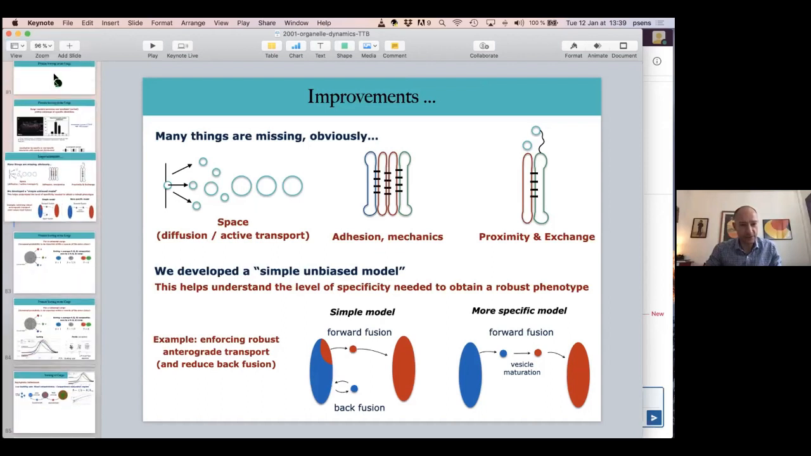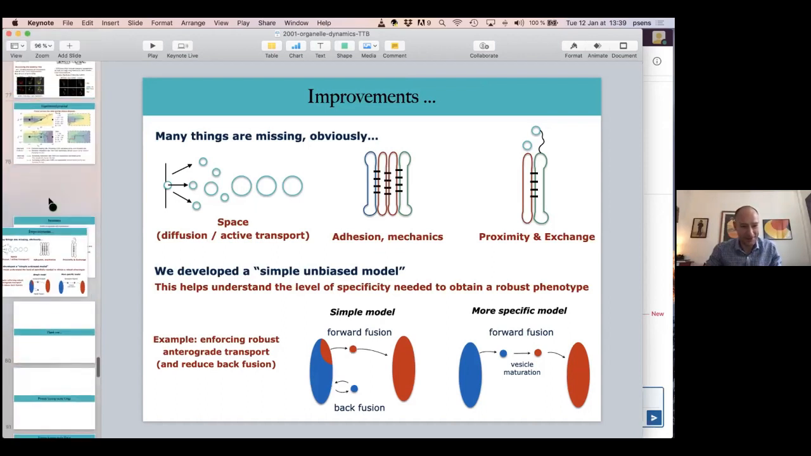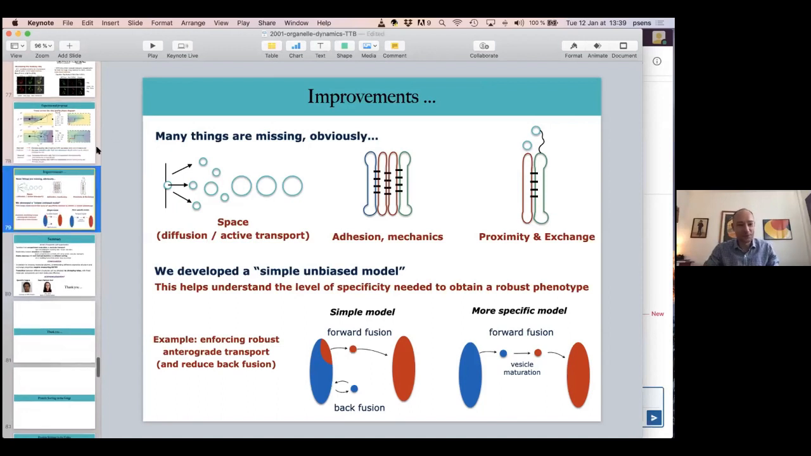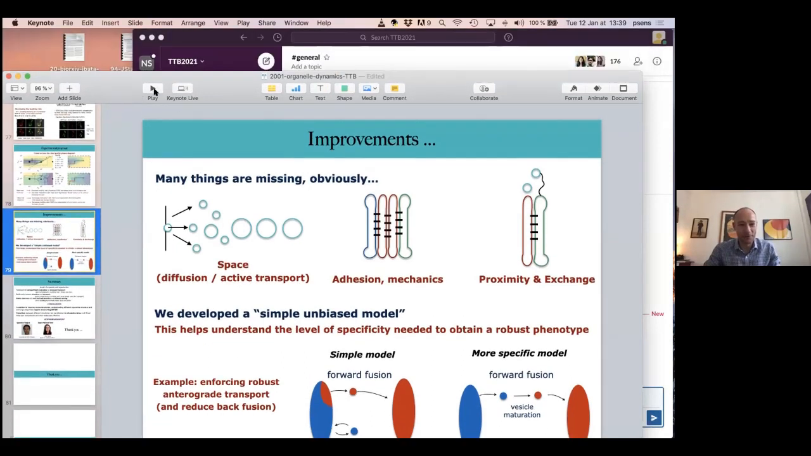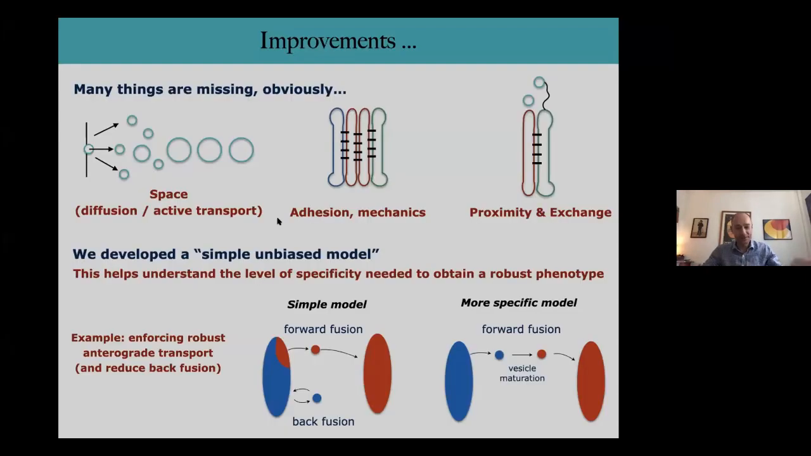Yeah, you're absolutely right. I'm just sorry, I'm organizing my slides. So this was supposed to be the last slide to tell you how many of the things were absent in this model. Maybe I should have put it here. So here there's space, right?